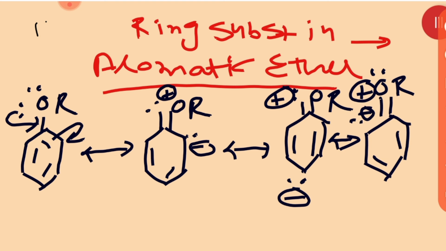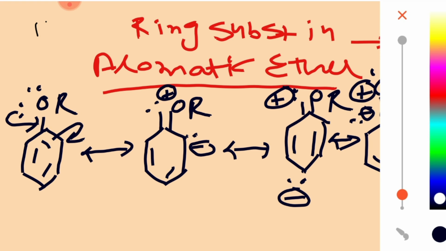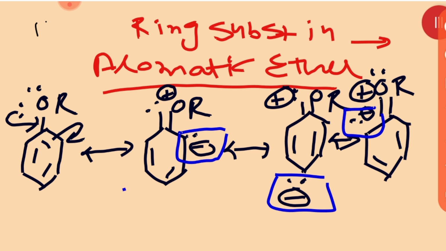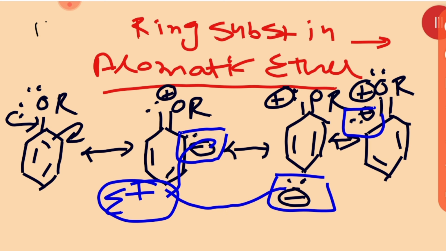Then this is the negative sign. Now you can see there is a negative sign at the ortho position, this is para, and this is again ortho. An electrophile is always positive. That is why there will be electrophilic substitution. It can be at ortho, it can be at para, or it can be at the other ortho. That is why aromatic ethers will give electrophilic substitution reactions.